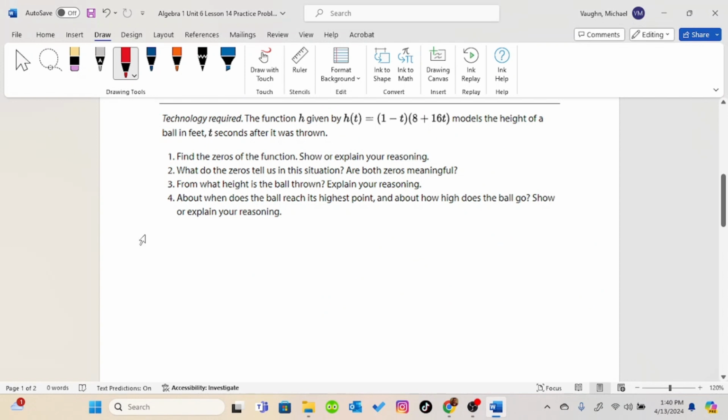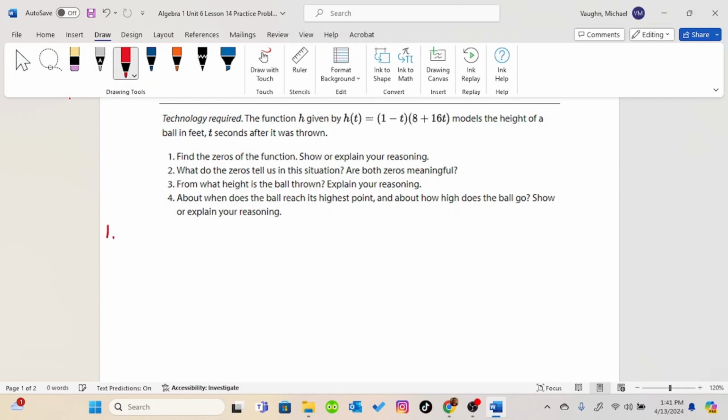The function h given by h of t equals (1 minus t) times (8 plus 16t) models the height of a ball in feet t seconds after it was thrown. Number 1, find the zeros of the function. Show or explain your reasoning.